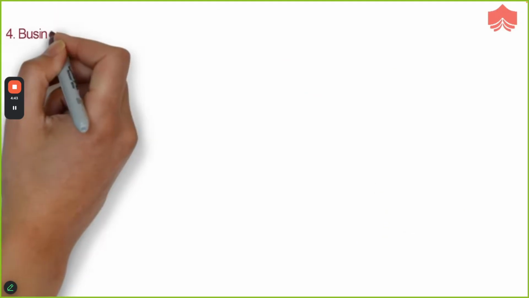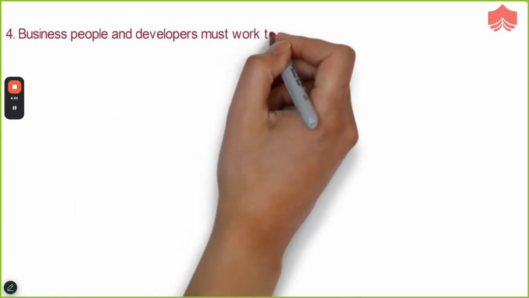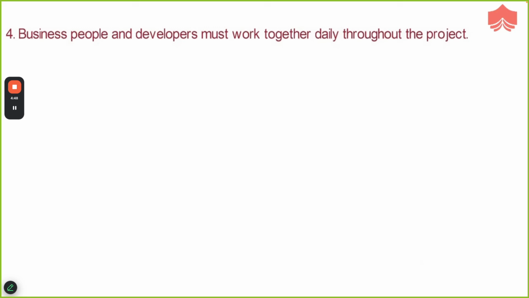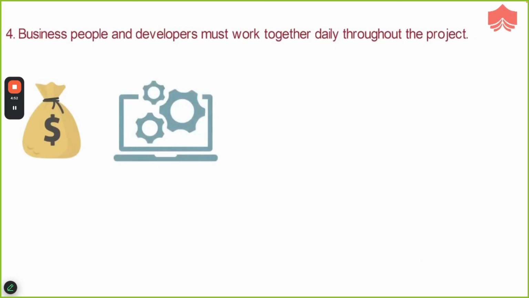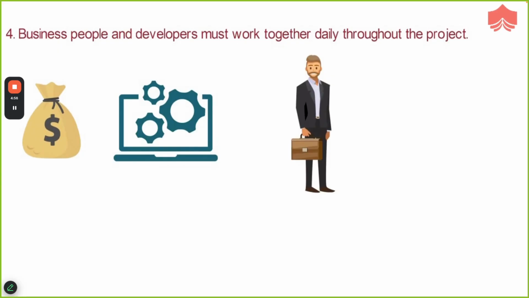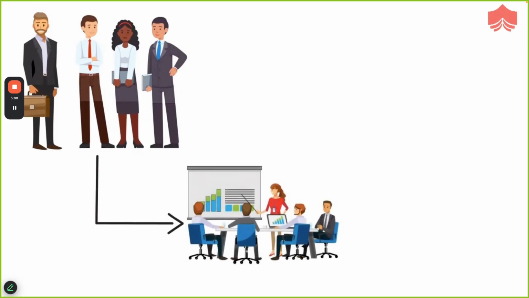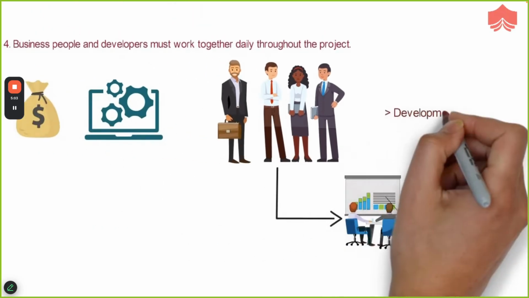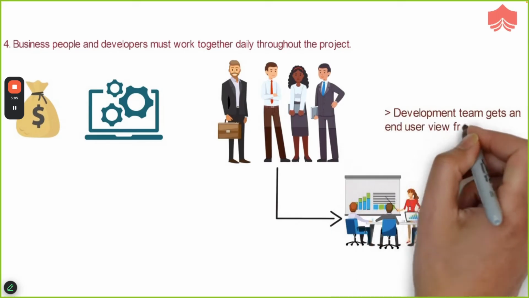Fourth principle. Business people and developers must work together daily throughout the project. This principle helps in keeping the business aspect and the technical aspect of the product on the same page. When business people and developers work together, they gain a common understanding of the direction towards which the project is moving. The development team also gets an end-user view from the business side.